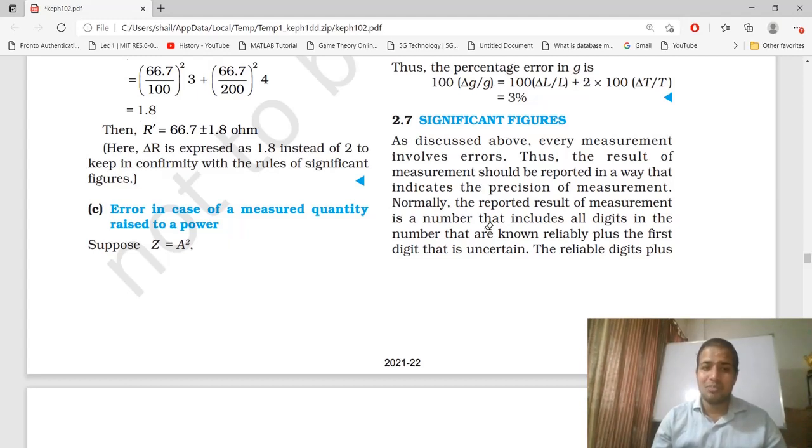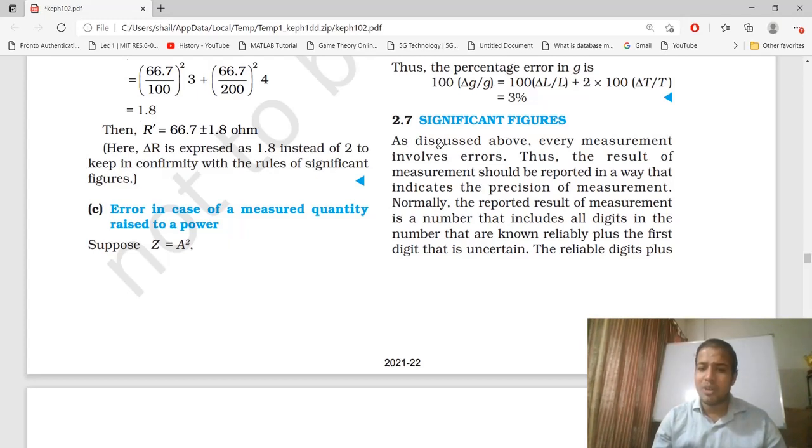If you see a parallel combination, you will get a value like 67.7 plus 1.8, and if you go to more devices in parallel, you will get answers up to many decimal places. So up to how many places you will write, we are going to study as a rule, and let's start. As discussed above, every measurement involves error.